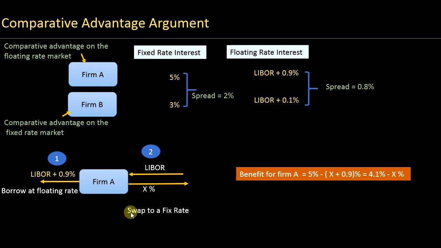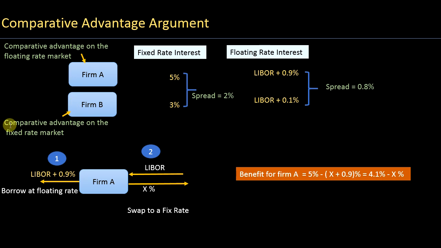That's the total of all these three cash flows: X plus 0.9%. So the benefit for firm A should be the difference between 5%, which is directly just getting a fixed rate, and X plus 0.9%, which is 4.1% minus X. That's the benefit for firm A. Now the same way we can calculate the benefit for firm B.